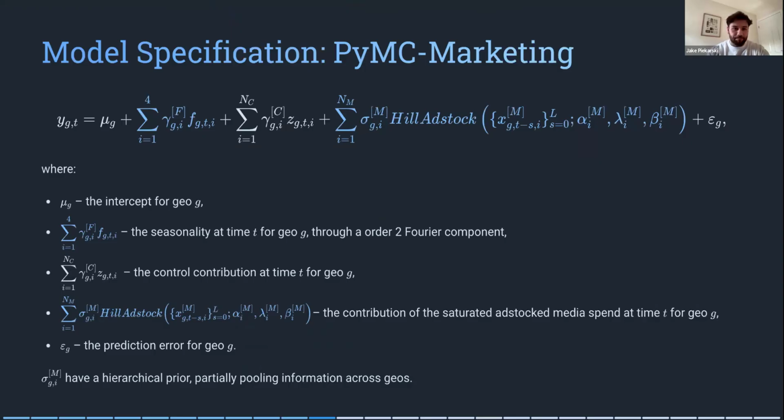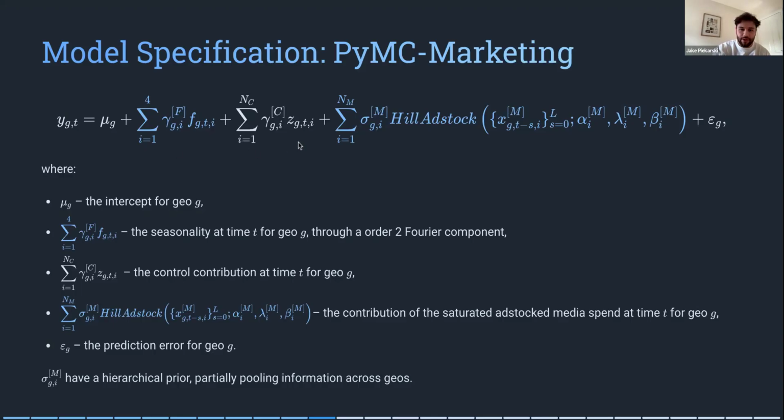So let's dive into the maths. For PyMC-Marketing, we can see we're modeling at geo level over time. We have a constant intercept per geo, so there's no time varying elements going on here. This part of the model specification defines our Fourier seasonality, and we can see here we have Fourier seasonality of order 2. So this is 4 different sums because we have 2 sine waves and 2 cosine waves.